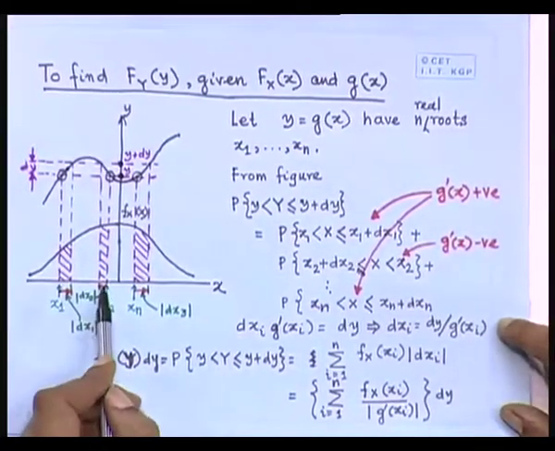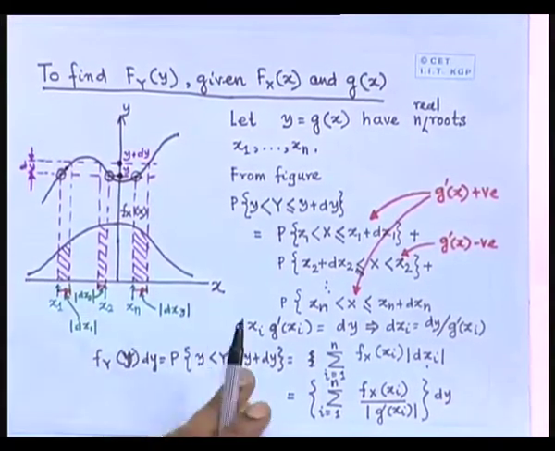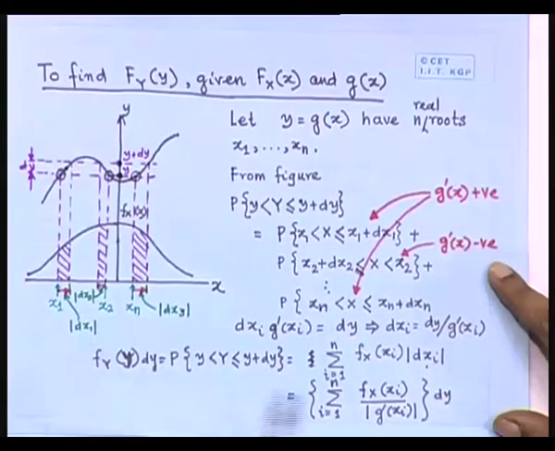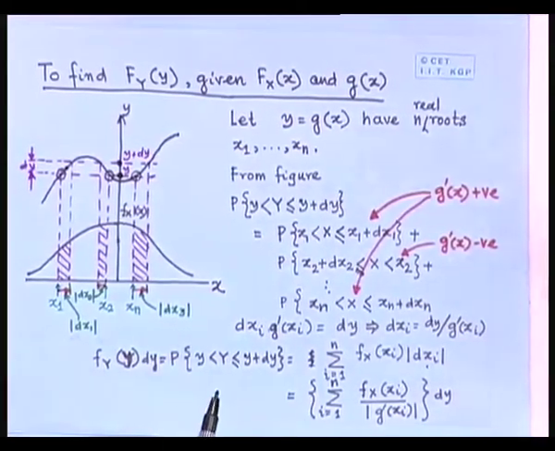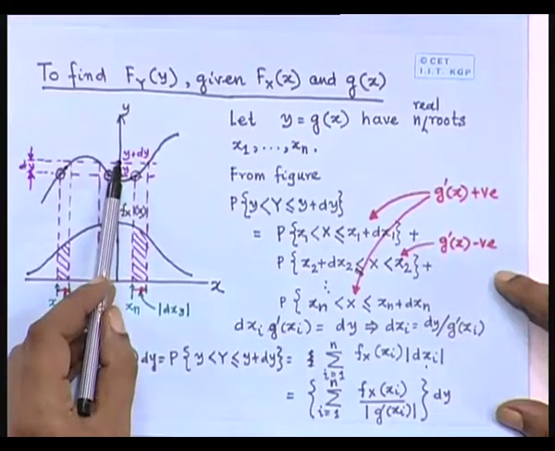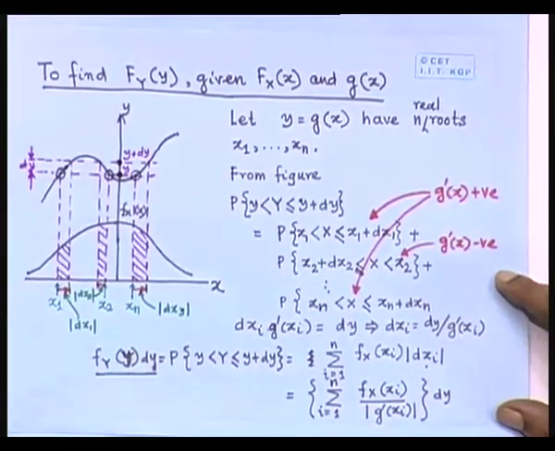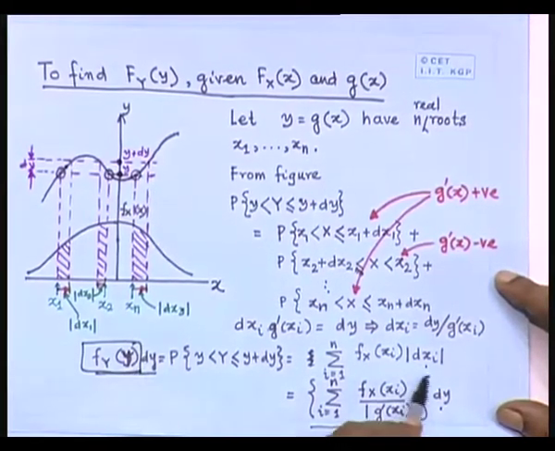Now when you are calculating probability, you do not see positive or negative. So your probability is actually the sum over i equal to 1 to n of fx(xi) times mod dxi. Whether it is this way or that way, you are going to have probability. And what is mod dxi? Mod dxi is nothing but dy by mod g'(xi). I can also write this as mod this into mod this, because I have taken a positive increment. So it turns out that the probability that y is between y and y plus dy, which will obviously be by definition fy(y) into dy, is given by this, which means that this part is equal to this part.